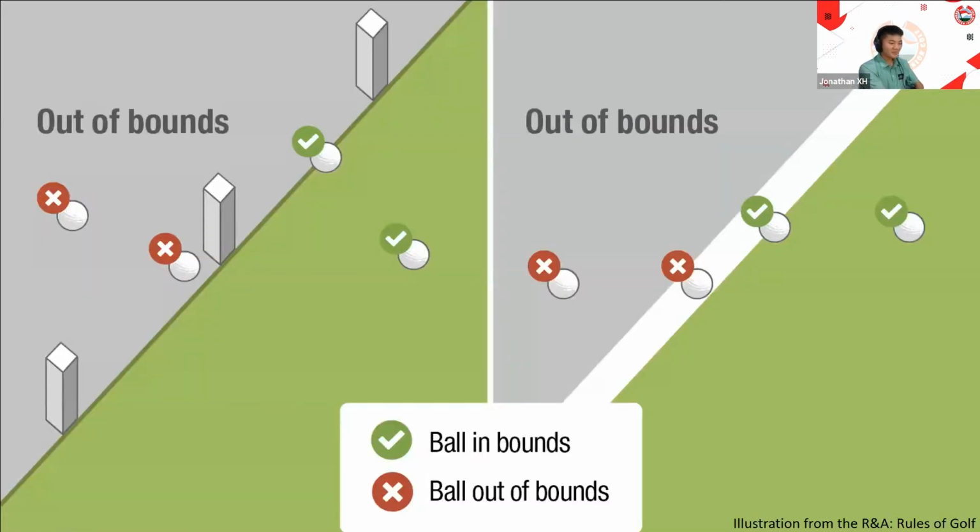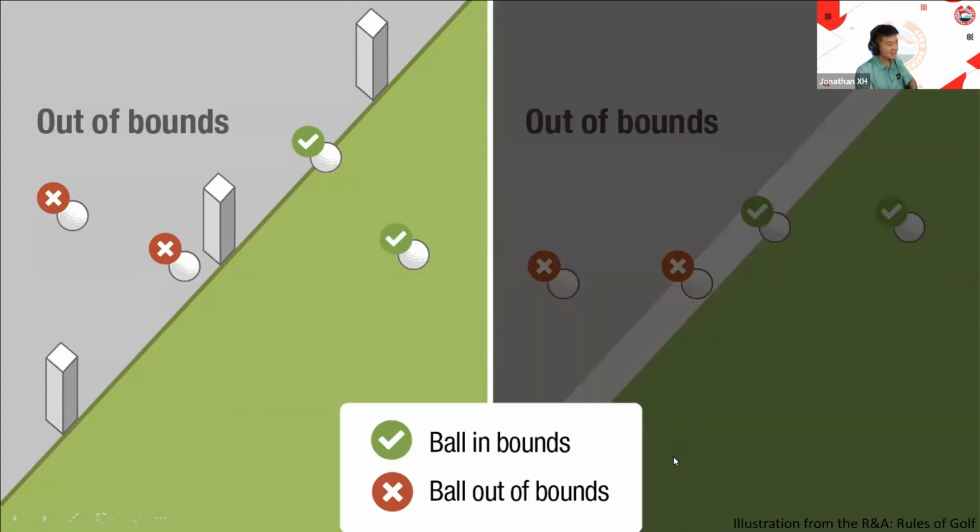Now, it's easy when your ball is way beyond the boundary. For example, if the boundary is a wall and your ball is outside the wall, it's definitely out of bounds. Now, what if your ball is near the boundary? In this case, on the left, we have stakes. Now we have 4 balls here, 2 of which are out of bounds and 2 of which are in bounds. So how do we know the exact line, because stakes don't have a line, right?